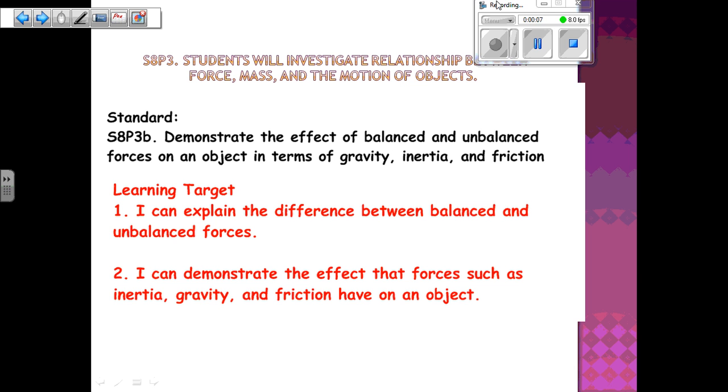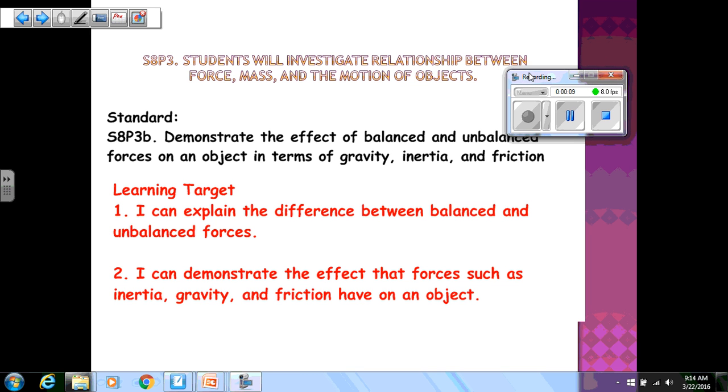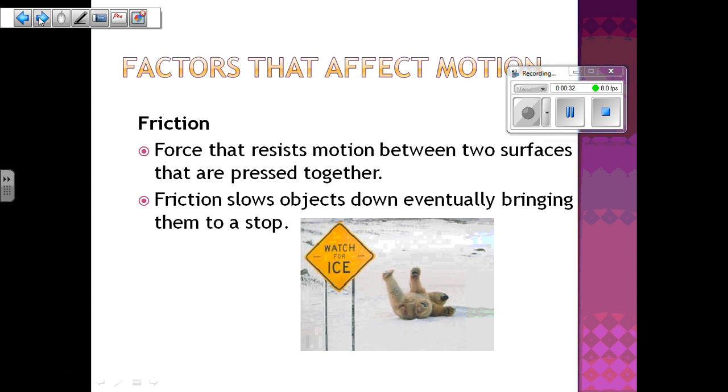Hello class, and in this video lesson we are going to talk more specifically about forces that affect motion. In this lesson we're going to look at the three words that are listed here in our standard: gravity, inertia, and friction. We have already talked about balanced and unbalanced forces in our previous video lesson. So now we're going to look at gravity, inertia, and friction and talk about how these forces affect how objects move.